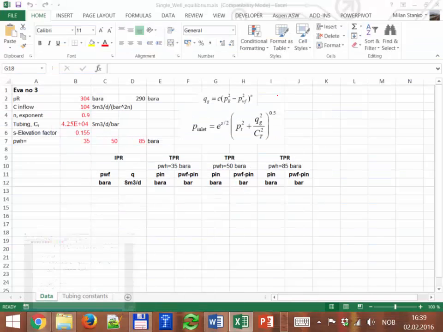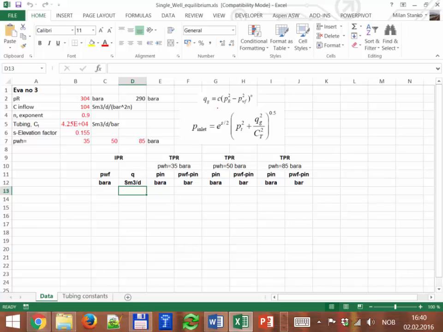Okay, so now let's put here IPR. So what should I give? Should I give Q? Okay, I have reservoir pressure, so should I give Q to get bottom hole pressure, or should I give bottom hole pressure to get Q? Bottom hole. Why bottom hole and not rate? Because we know the range.